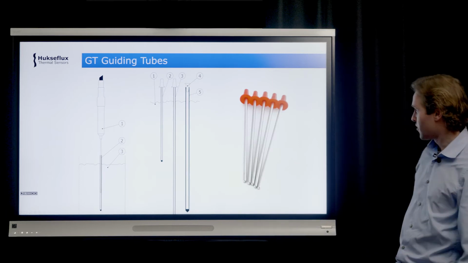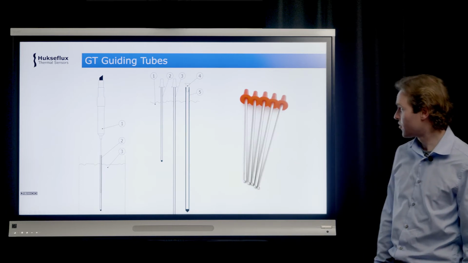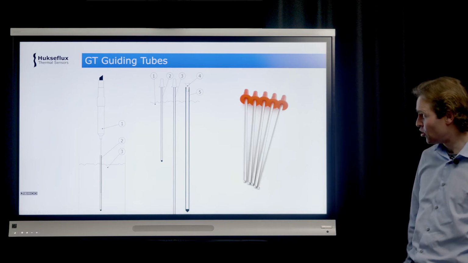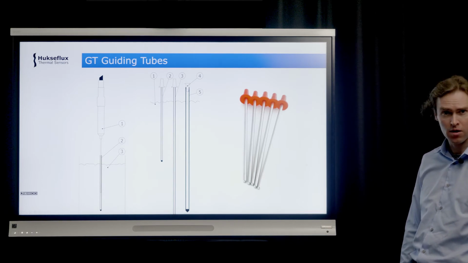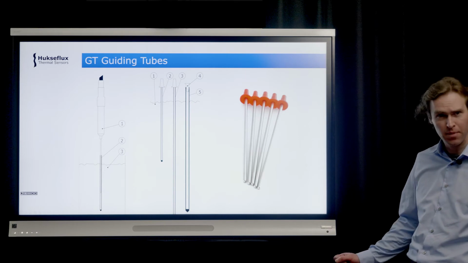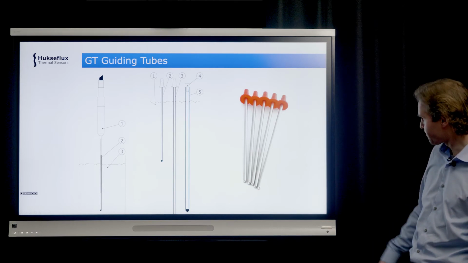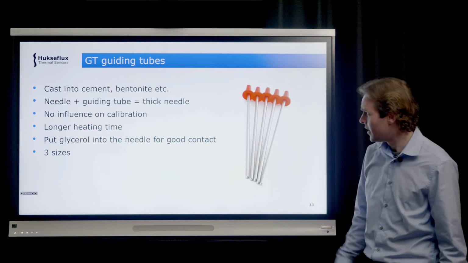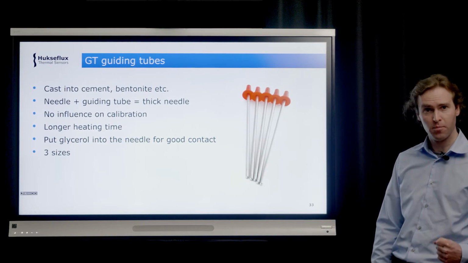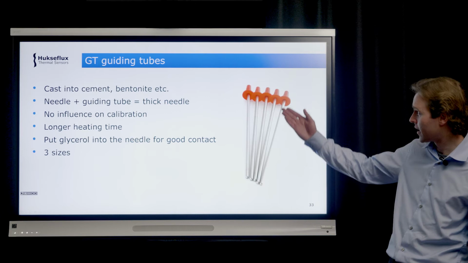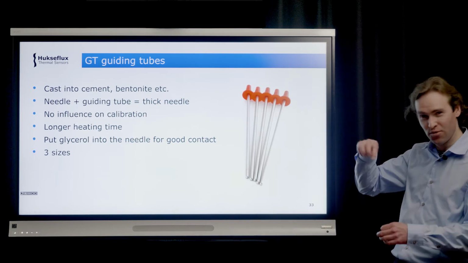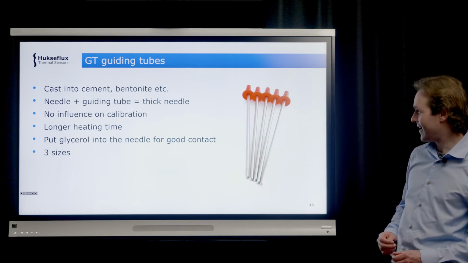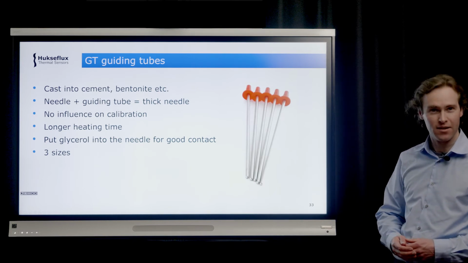Okay. So then there are some other useful tools, namely the guiding tubes. Sometimes it's difficult to insert a needle into a very hard or semi-hard material. It may bend or break. So these guiding tubes can be used either to push them into a semi-hard material, or you can cast them into cement. And basically the needle can be inserted into the guiding tube. And that effectively creates a thicker needle.